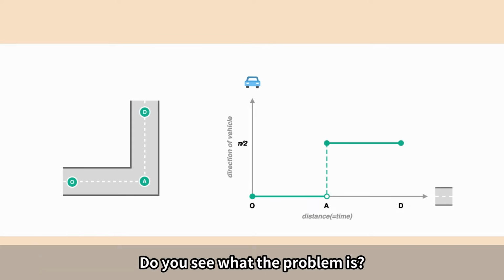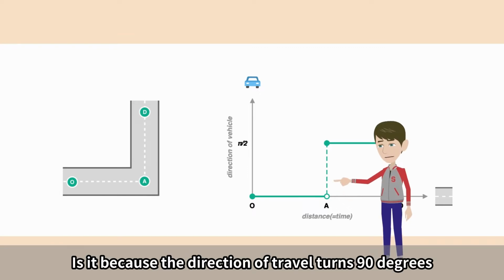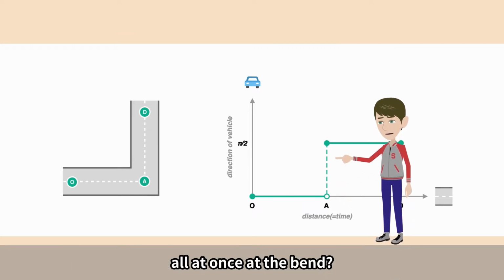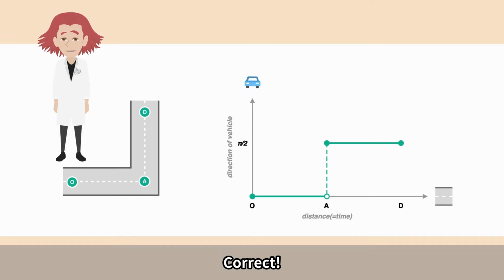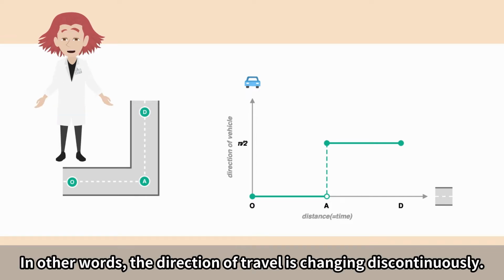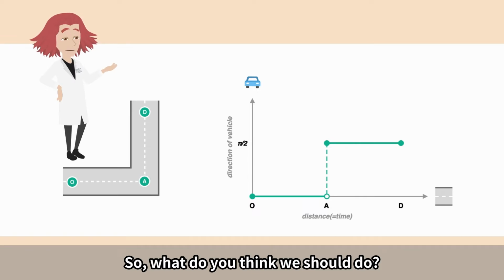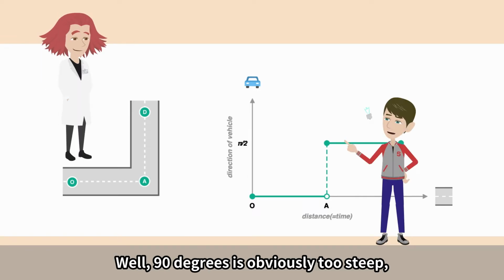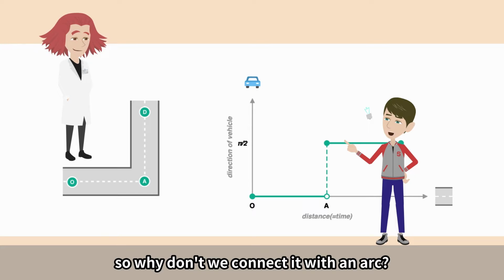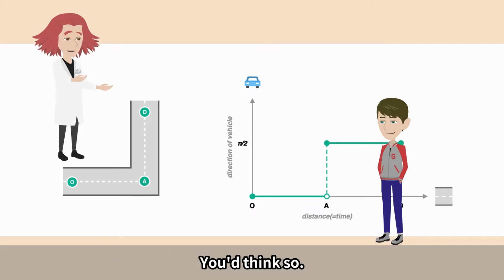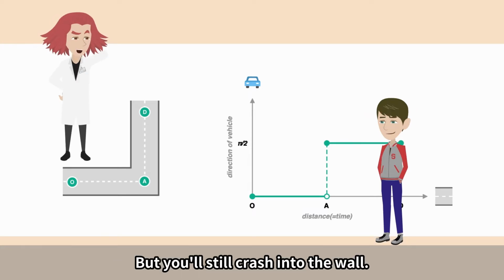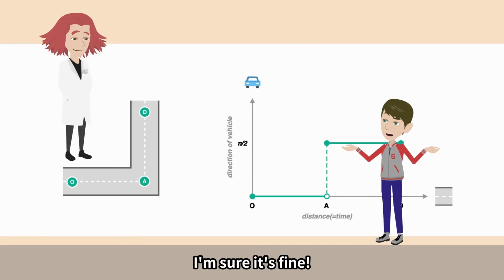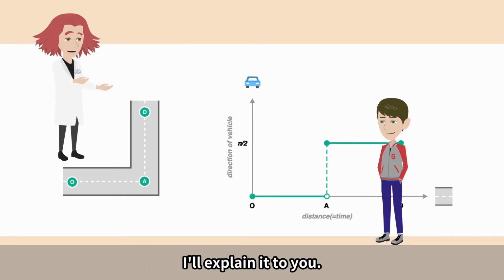Do you see what the problem is? Is it because the direction of travel turns 90 degrees all at once at the bend? Correct. In other words, the direction of travel is changing discontinuously. So, what do you think we should do? Well, 90 degrees is obviously too steep, so why don't we connect it with an arc? You'd think so, but you'll still crash into the wall. Why? I'm sure it's fine. I'll explain it to you.